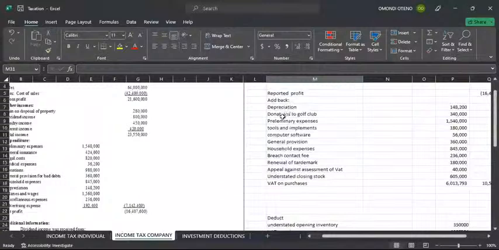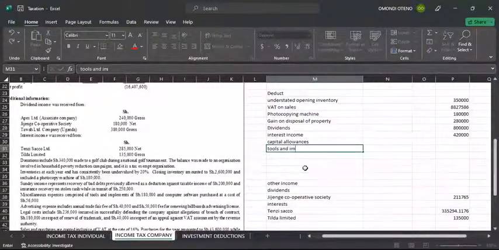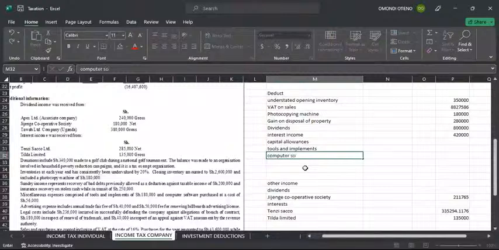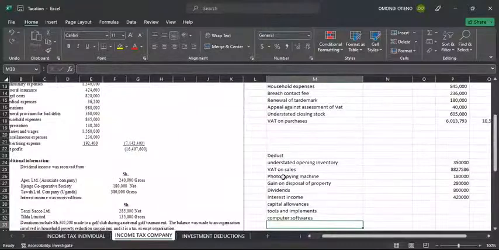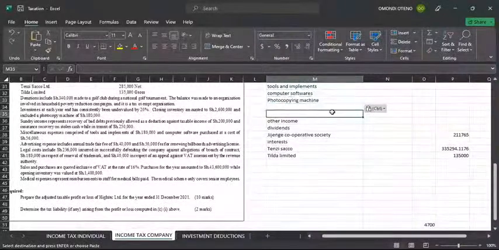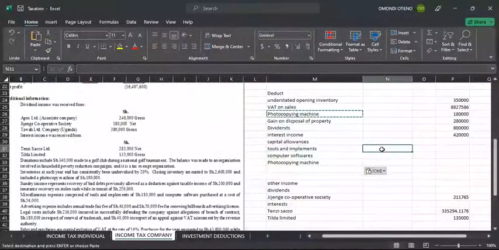So if you come to this section here, how many assets did we have? We had tools and implements. We add computer softwares. So we have tools and implements. We have computer softwares. And then we also have what we deducted due to the way it affected our profit, that is the photocopying machine. The photocopying machine will also be brought to that particular area. So let's put them with their values. The tools and implements.